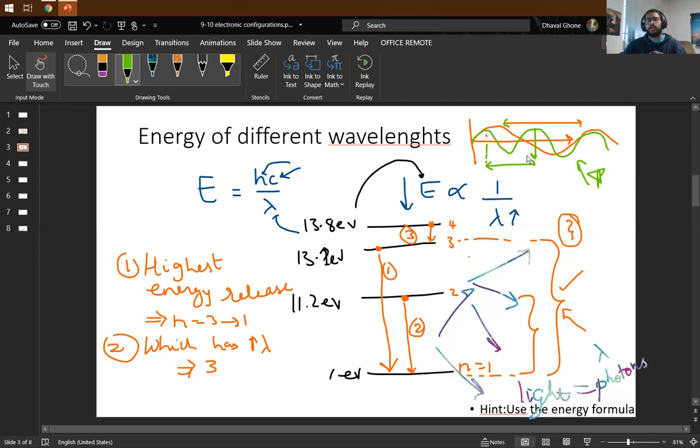Because I find it really counterintuitive to think about higher wavelengths should be higher energy, but that's wrong. That's incorrect. Shorter wavelengths is higher energy. Okay. Yep. So this is what I had for this slide.